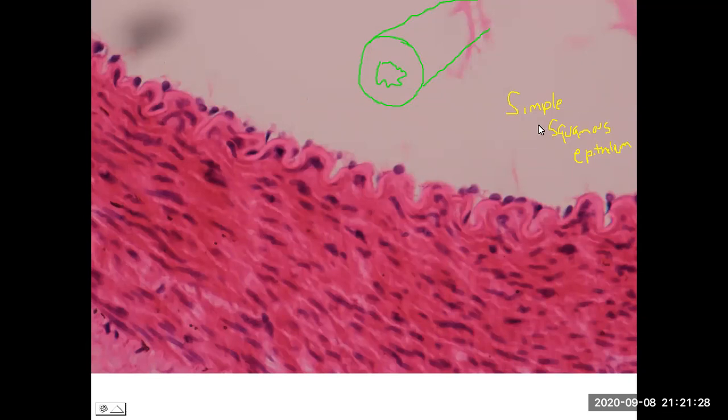On this particular sample, we're looking right here at this internal surface. And we're looking at the inside of the artery. And everywhere you see this very thin, pink, wavy region right here, that's where we're seeing the simple squamous epithelium.